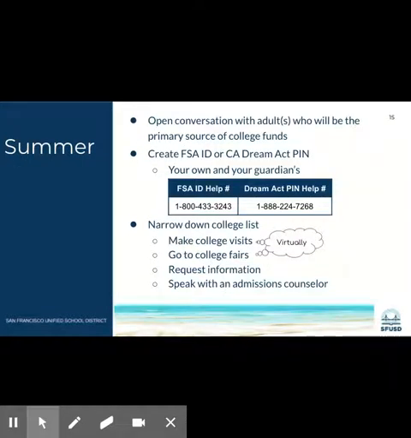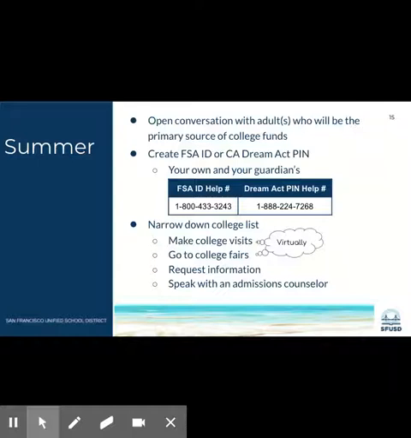In the summer, start opening up conversations with your adults who will be the ones assisting you with funding college. If you are on your own to pay for college, you will still need to report their taxes on your financial aid application. Some conversation starters can include: Hi, parent, part of college is figuring out how to pay for college. Do you file taxes? Do you have records of those taxes? I'll need them to fill out forms for my college applications.